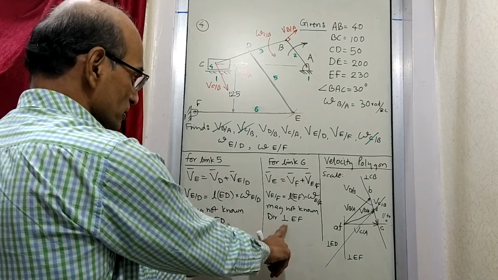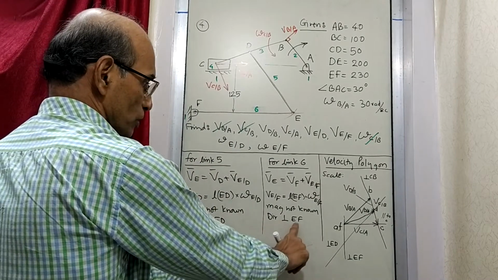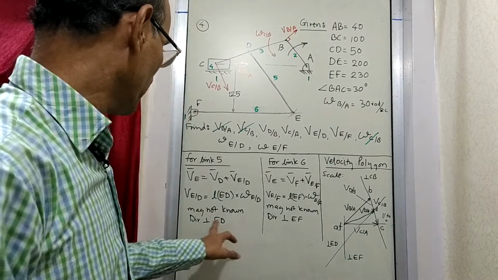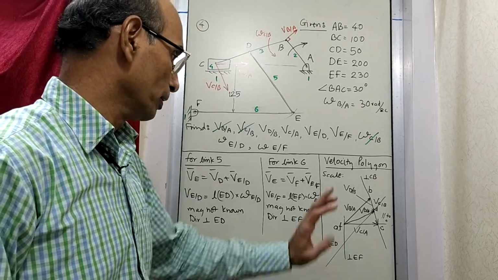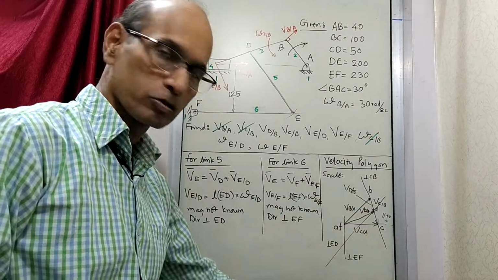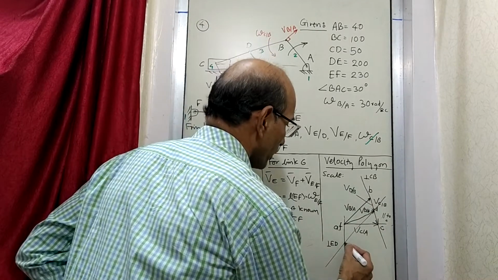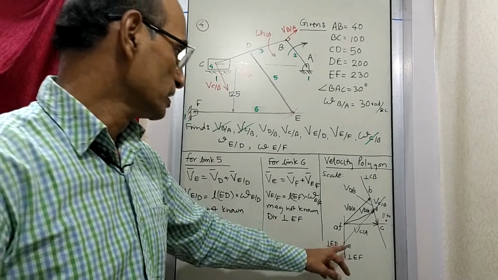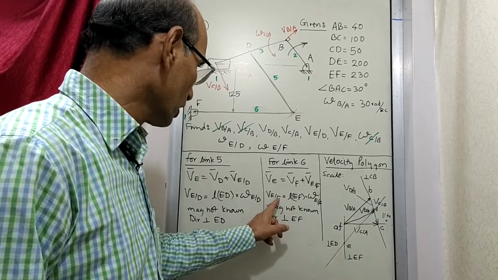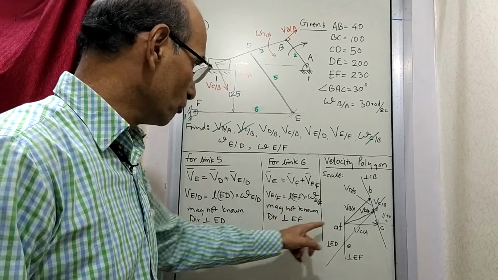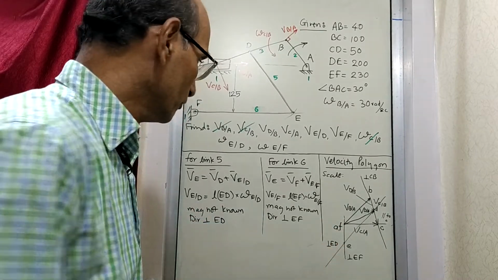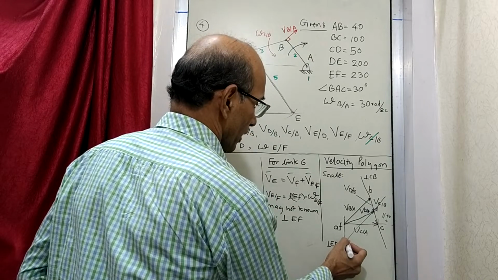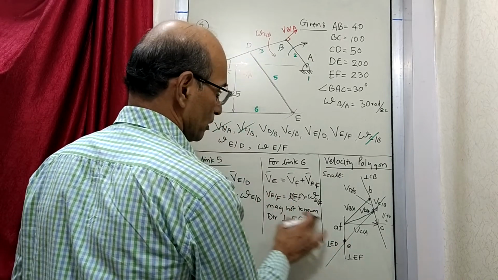So these two directions we have shown here for finding out the point, that is E point. So E is lying on this and E is also lying on this. Therefore this is point E. So point E is here. Once you get point E, then velocity of E with respect to F will be the EF line with the head of the vector at E and tail of the vector at F.